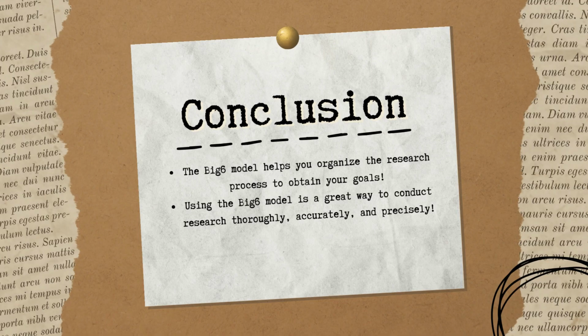So to wrap up for our conclusion today, the Big 6 model helps you organize your research process to obtain your goals. And using the Big 6 model is a great way to conduct your research thoroughly, accurately, and precisely. So I encourage you to use it in every facet that you can to make sure that you are always obtaining your information goals.